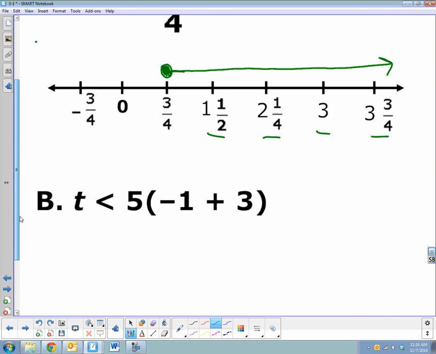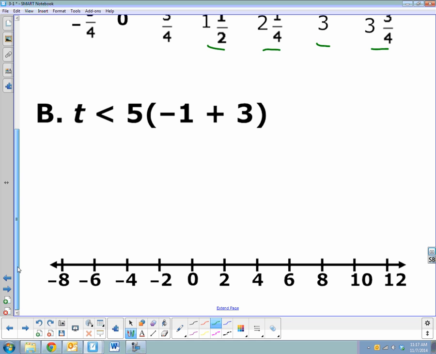So look at another one. Got this problem here. T is less than 5 times parentheses -1 plus 3. So we're going to get this evaluated down to one number first. -1 plus 3, we got 2, and 5 times 2 is 10. So T is less than 10. You may have to do some evaluating to get it down to one number first. Now we can graph it.